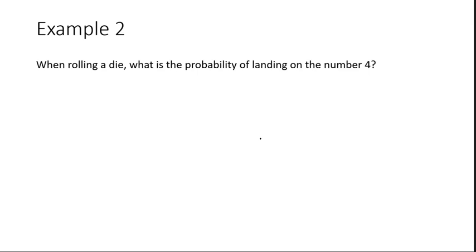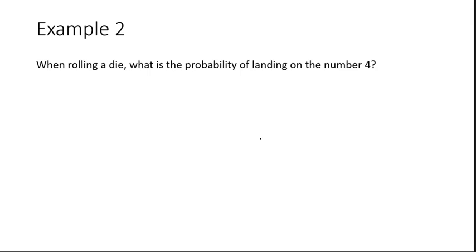Here is another example. When rolling a die, what is the probability of landing on the number 4? Now it's worth pointing out that the word die is singular for the word dice. Some people don't realize that, but a die is singular for dice, and when you roll a die or dice, it has 6 sides. Each side has numbers 1 through 6. So 1 is on one side, 2 is on another side, and so there are 6 total possible outcomes.